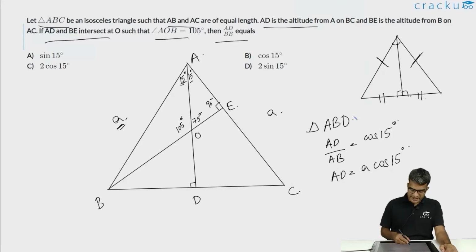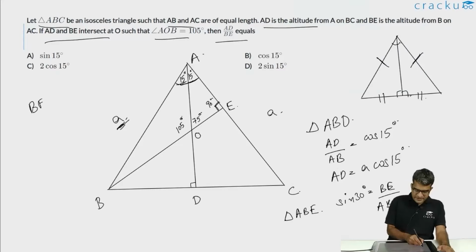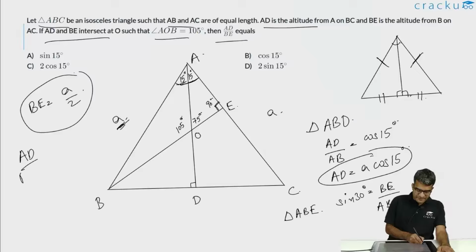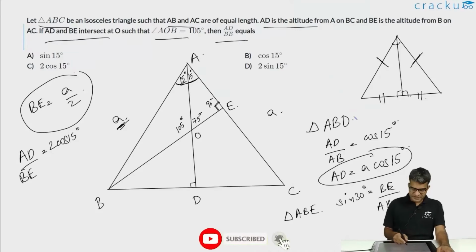Now if you are looking at triangle ABE, this also is a right angle triangle. Here also the hypotenuse is AB. Now if you are looking at the angle opposite, which is 30 degrees, sine 30 degrees is equal to BE divided by AB, or the value of BE is equal to small a divided by 2. This is the value of BE, this is the value of AD. Therefore, the ratio of AD divided by BE is equal to 2 times cos 15 degrees. So the answer for this question is option C.